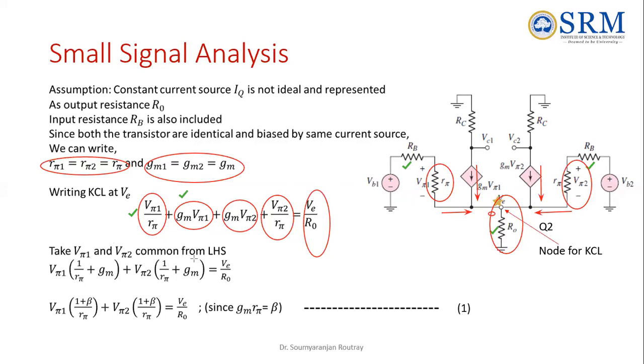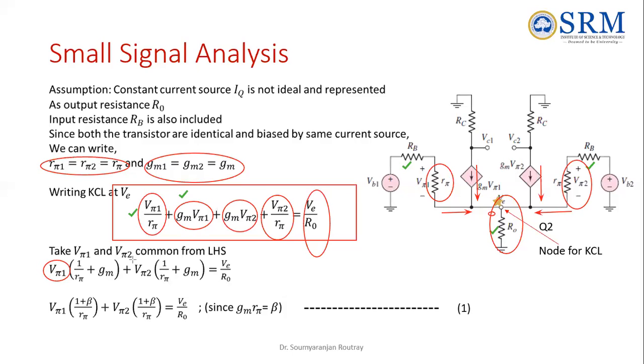Now take V pi 1 and V pi 2 common from the LHS. The main part is writing this equation. If you know how to write the equation, then the rest is only mathematics, nothing else. Now you see here, I took V pi common from the first two terms, and it will come as 1 by R pi plus gm.